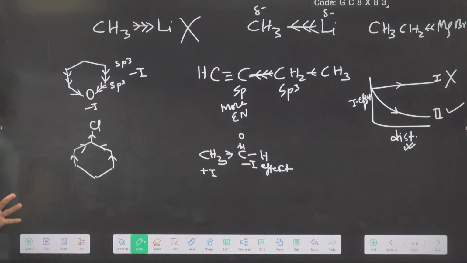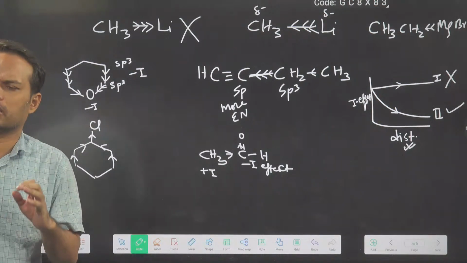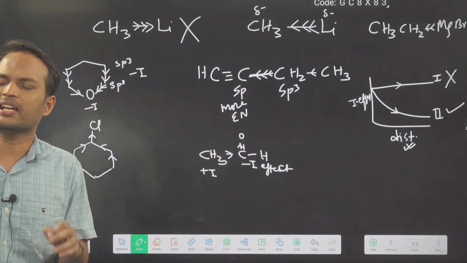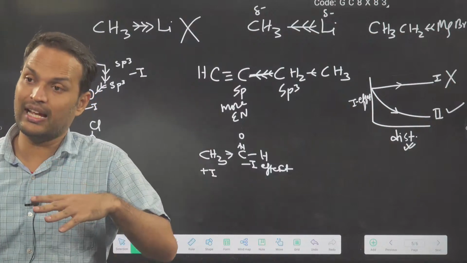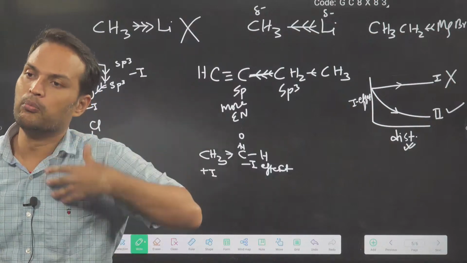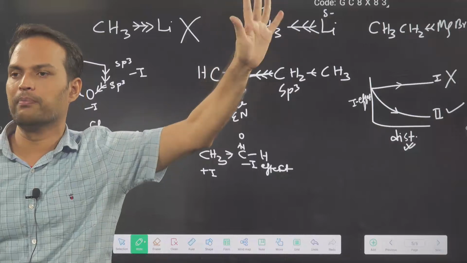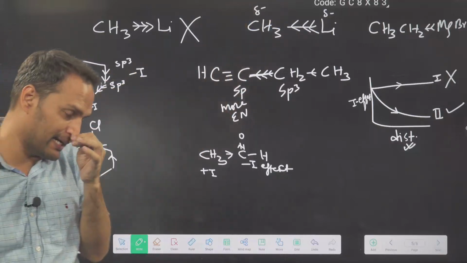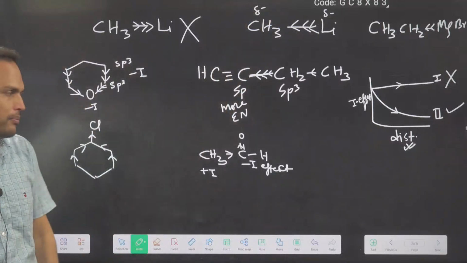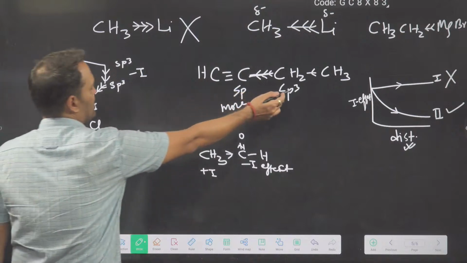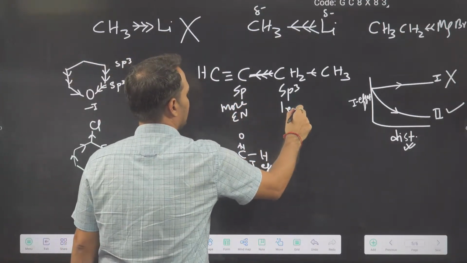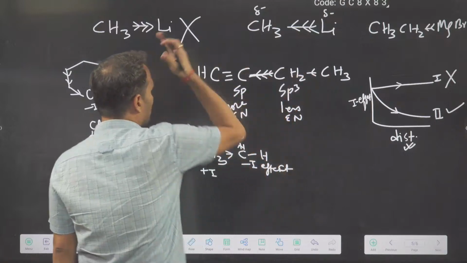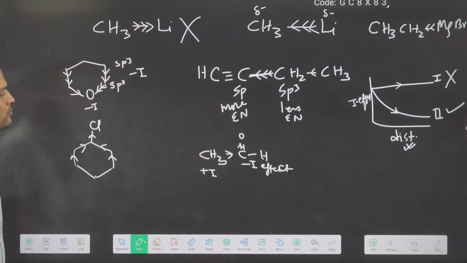So forget everything ki hydrogen is a reference and all. Simple thing is there. Check En difference. Where En difference is, where electronegativity is more, move the electron towards that side. Simple. Move the electron towards that side. Simple concept. You check sp carbon, sp3. Don't think that both are carbon. This is more electronegative. This is less electronegative. Move towards more electronegative. Clear?